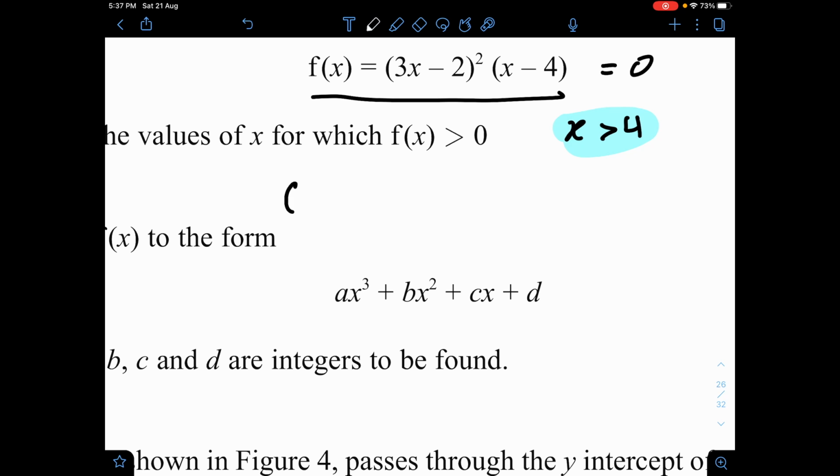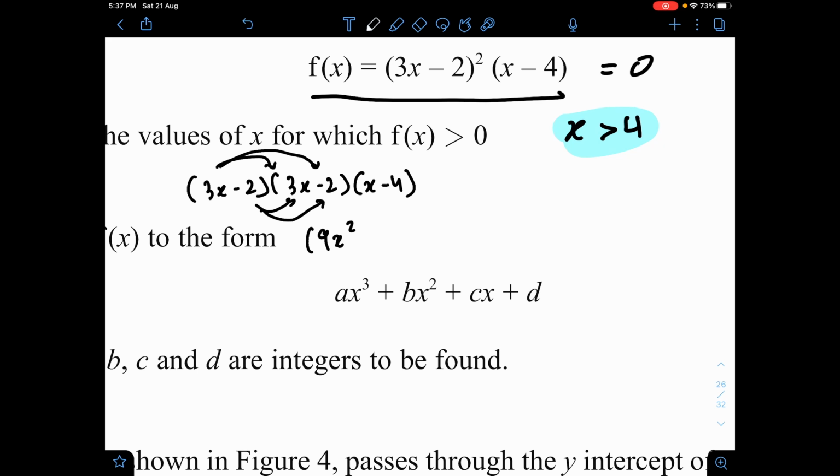So this is (3x minus 2) squared, so we'll multiply it again, 3x minus 2 times x minus 4. So first let's multiply this out. That will be 3x times 3x, so that's 9x squared. 3x times minus 2, so that's minus 6x. Minus 2 times 3x, that's minus 6x again. Minus 2 times minus 2 is plus 4. So that's what we have so far.